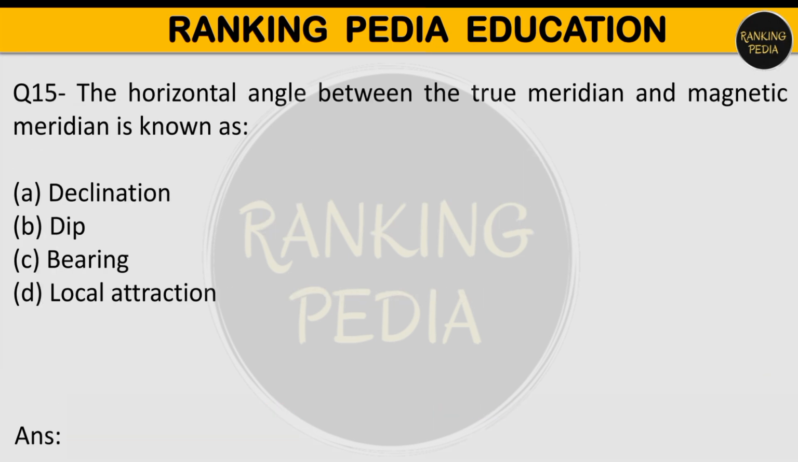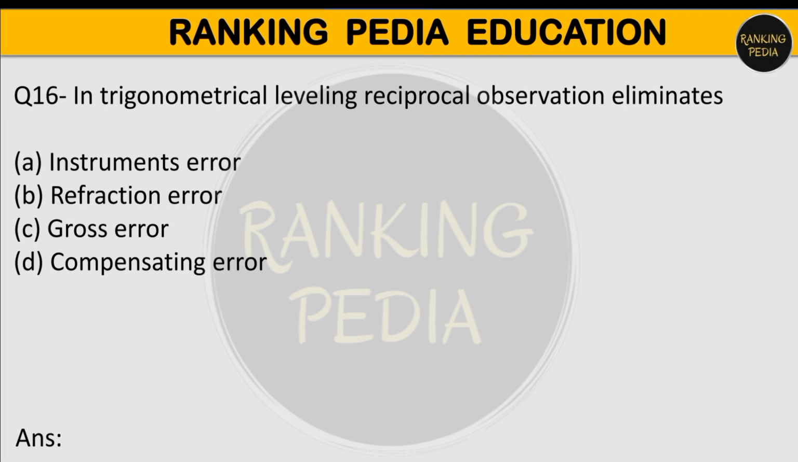Next question is, the horizontal angle between the true meridian and magnetic meridian is known as. So the options are declination, dip, bearing, or local attraction. So in the previous question we have discussed. So which one is the correct? That is your declination.